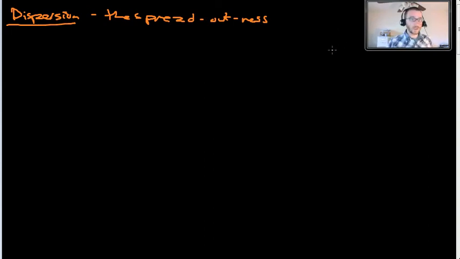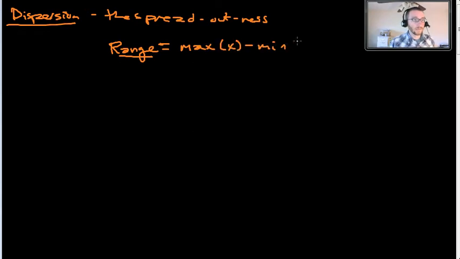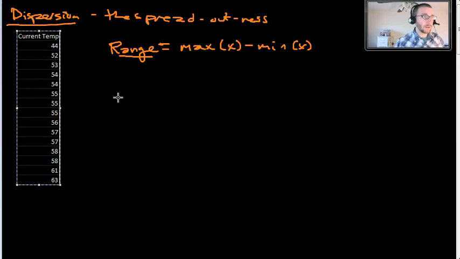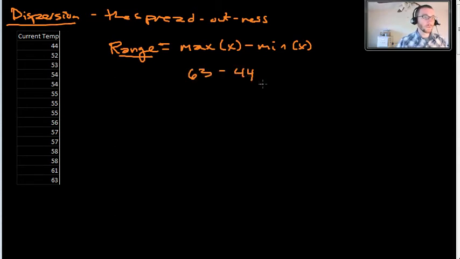This is going to be a very short video because I just want to talk about the two easiest measures of dispersion that we have. One is the range, and the range is the simplest measure of dispersion. It's just the maximum value of x minus the minimum value of x. For example, if we have this data set, then our maximum value of x is 63, and our minimum value of x is 44, and 63 minus 44 is 19, and so that's our range.